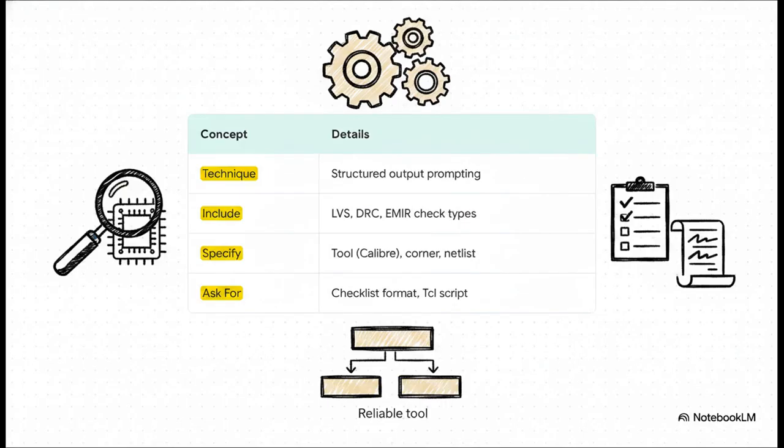And finally, sign off. At this stage, it's all about process, it's about being repeatable, and it's about eliminating mistakes. So the technique here is structured output prompting. You're not really asking for creative ideas anymore. You're asking the LLM to generate a reliable tool for you, like a checklist or a run script, based on the exact checks, PDK, and tool you're using.